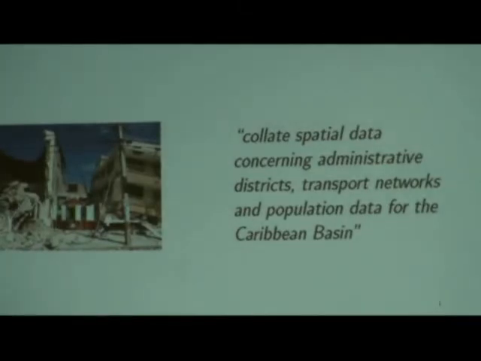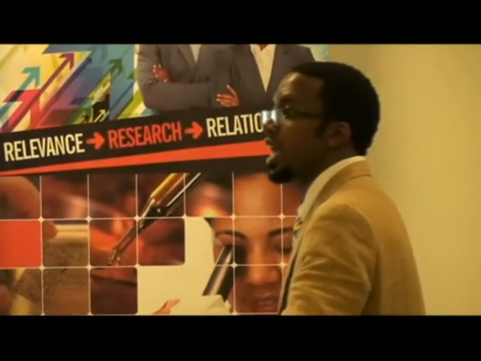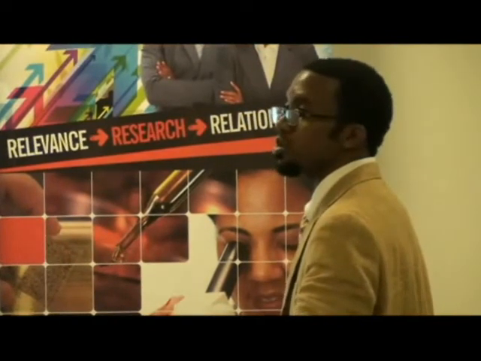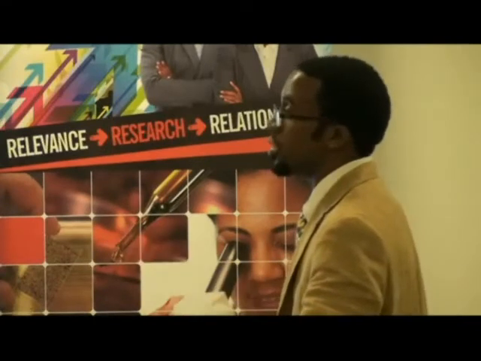And so I just wanted to bring the point home by saying that in 2011 there was a call by a non-governmental agency called GIS Corps, I'm sorry. They asked to collate spatial data concerning administrative districts, transport networks, what we were speaking about, and population data for the Caribbean basin. And this was for purposes of emergency management, because they saw what happened in Haiti, and other places as well, like Japan, and because of climate change. This is basically a sustainability issue of not having this information in an accessible manner, i.e. the web. And the picture is basically a picture of what happened in Haiti.